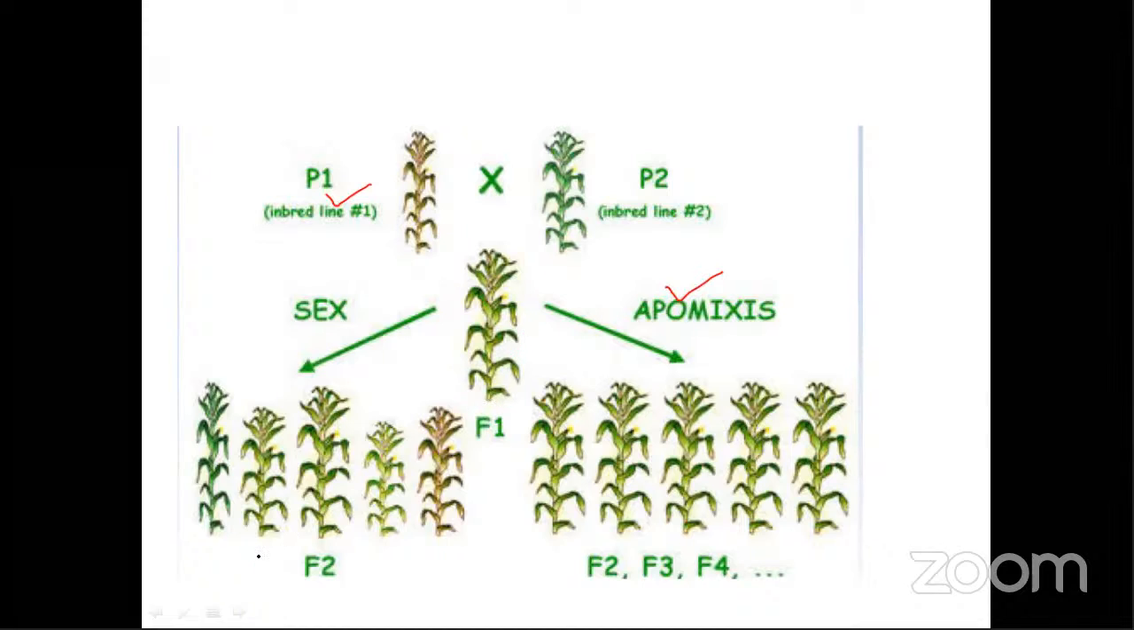From F1 they have raised the F2, and we cannot typically call this F2 because here sexual reproduction is absent, but this is the progeny seed of F1. And in further generations also, the same sort of plant stature is maintained. That's what you can see over here.